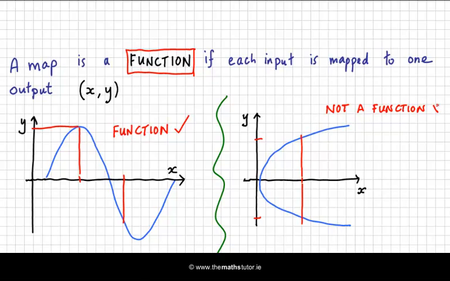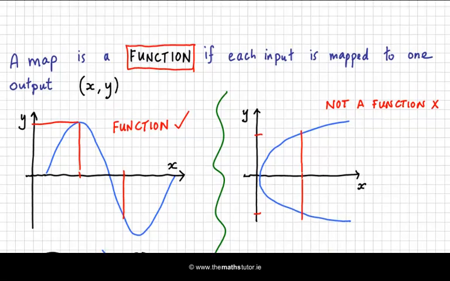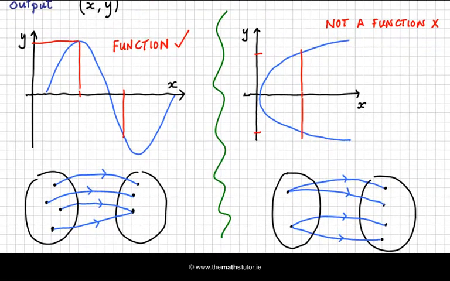Now it's very important that you understand this definition. Let's look at it one more way. If we look at it in terms of the sets, the domain is the inputs and the codomain is all of the possible outputs. You can see that on the left here each of the inputs is mapped to one output, so we could write the pair of coordinates.